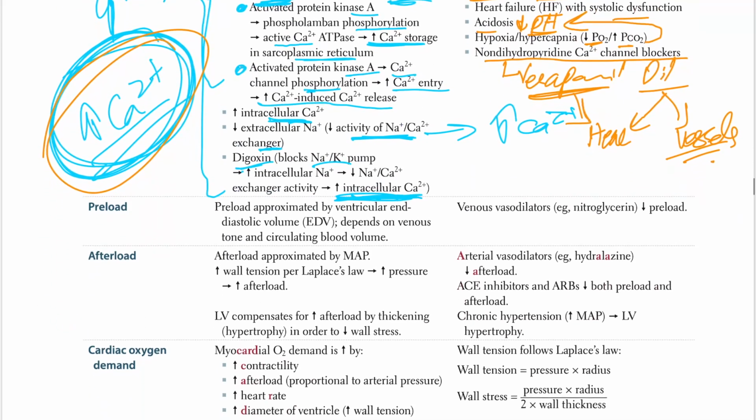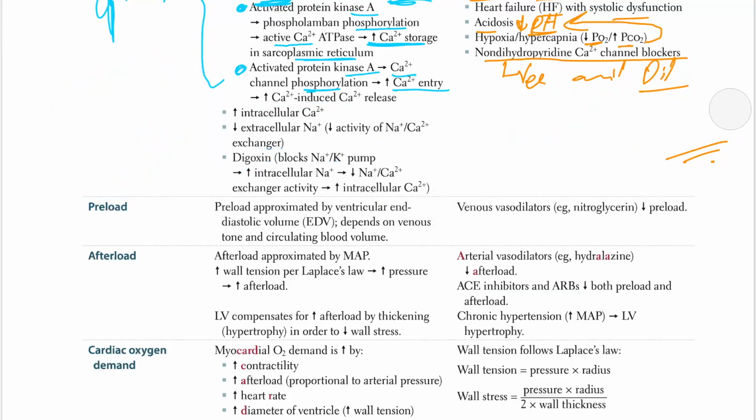Now the next thing is about the preload. Let's talk about preload. What is preload? Well, the preload is the amount of blood, again, the definition here is the amount of blood that would come in to the left ventricle. That's the preload.